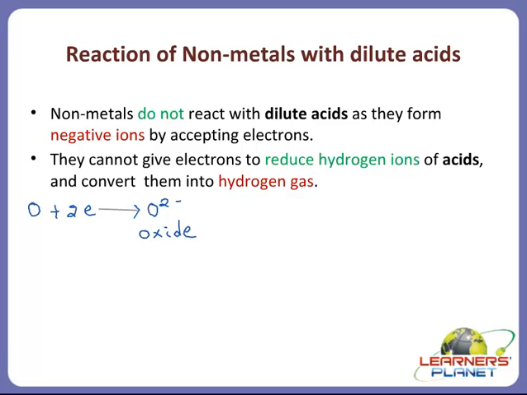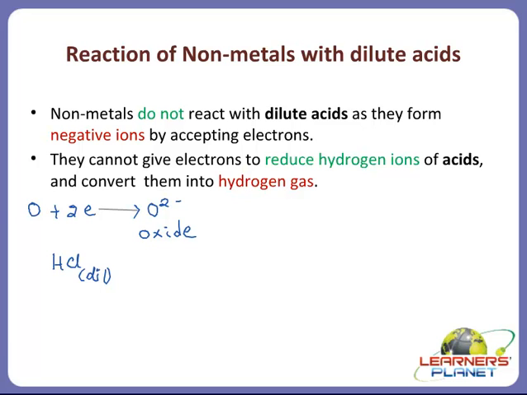Now in this case also, as was the case with water, for the release of hydrogen ion, what is required? It requires electrons. Now your non-metals, they cannot give electrons for reducing what? Hydrogen ions of acids and convert them into hydrogen gas. Right, children? So, in this case also, what will happen if I take any of the acids, like I am taking dilute HCl.